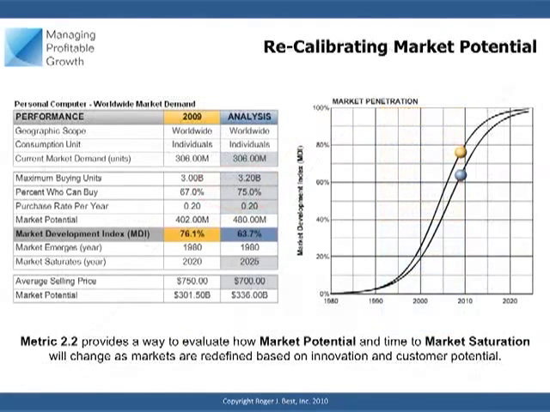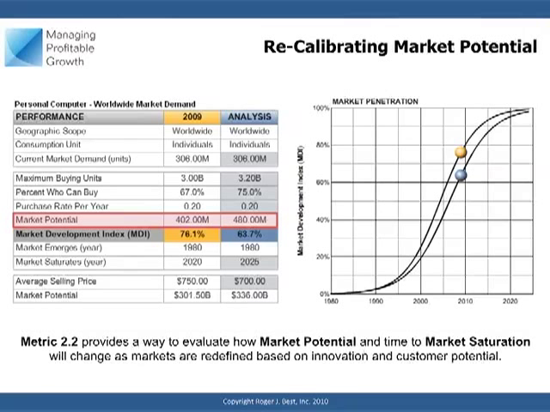Metric 2.2 allows you to experiment with new market definitions and assumptions to better understand how market potential and market saturation can change. In this example, the changes made increased the market potential from 400 million to 480 million. This would lower the Market Development Index from 76% to 64% and extend the market saturation point to 2025.